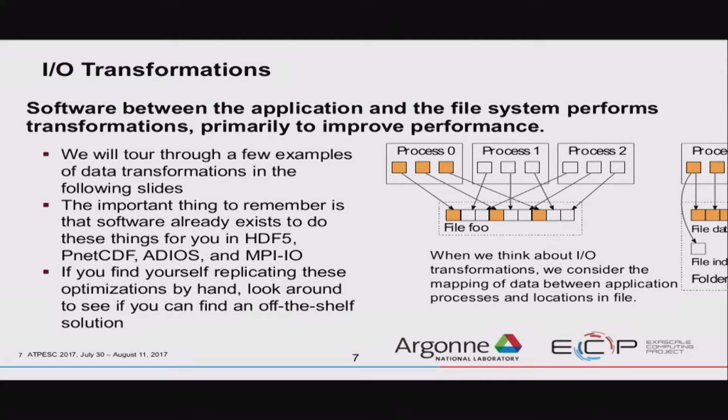So we're going to kind of go through a few examples. These are things that will happen automatically in HDF5, Parallel NetCDF, ADIOS, and MPI-IO. If you find that you are hand coding some of the things that I'm talking about here, maybe you have to. Every application is different. But if you find yourself spending a lot of time working on that, it's worth the time to look around and see if there might be an off-the-shelf solution that could save you some time.